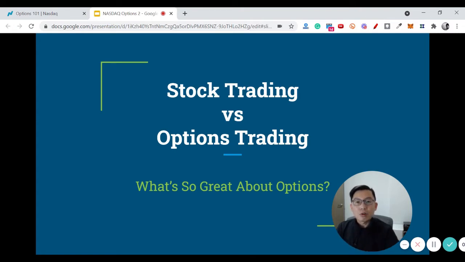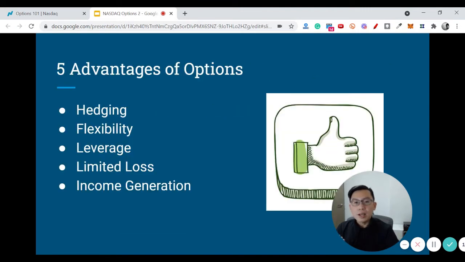For stock trading, all of you should be very familiar. If you are bullish, you just buy or long the stock. And if you are bearish, you can just sell short, you can short the stock. There are a few reasons why investors or traders use options in their portfolio. Mainly, hedging, the flexibility, the leverage, the limited loss, and income generation. So let's go through one by one.